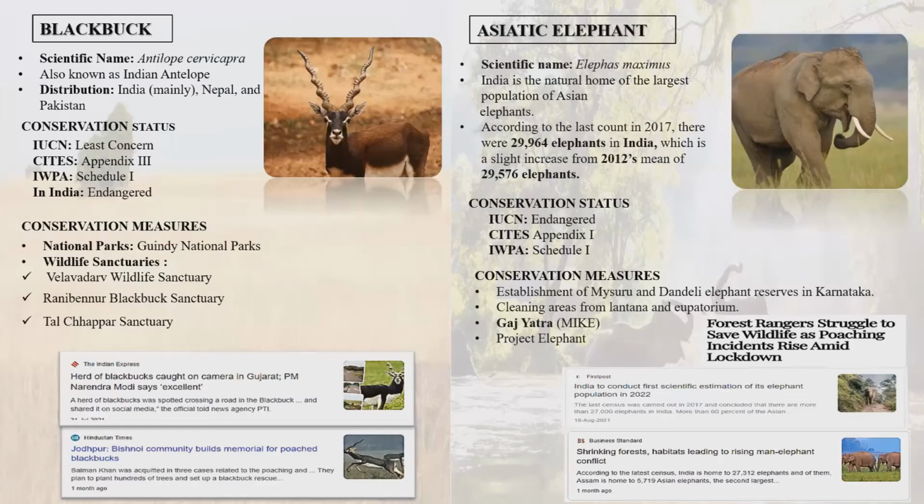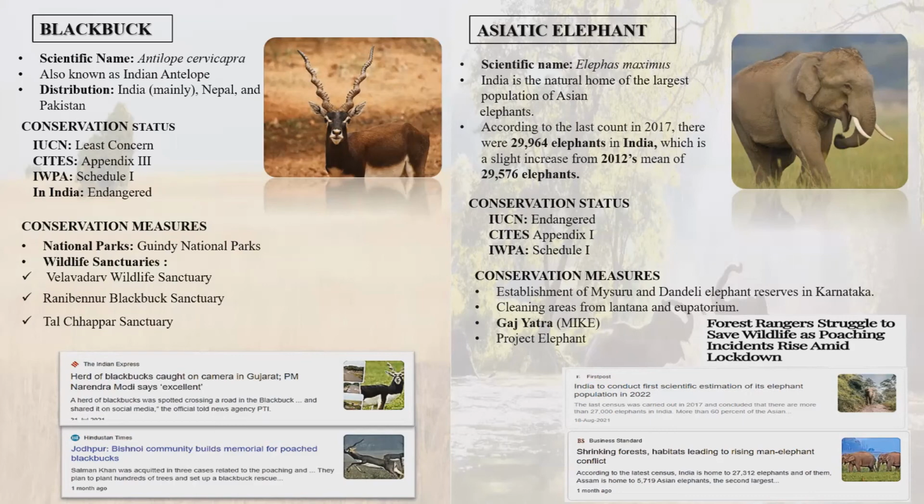Blackbuck, which is also known as Indian antelope, is mainly found in India. According to IUCN, it is least concern, but in India, it is endangered. Human-blackbuck conflict and predation pressure are major threats to blackbuck extinction. For their conservation, they inhabit several protected areas such as Gundi National Park and Tal Chhappar Sanctuary.